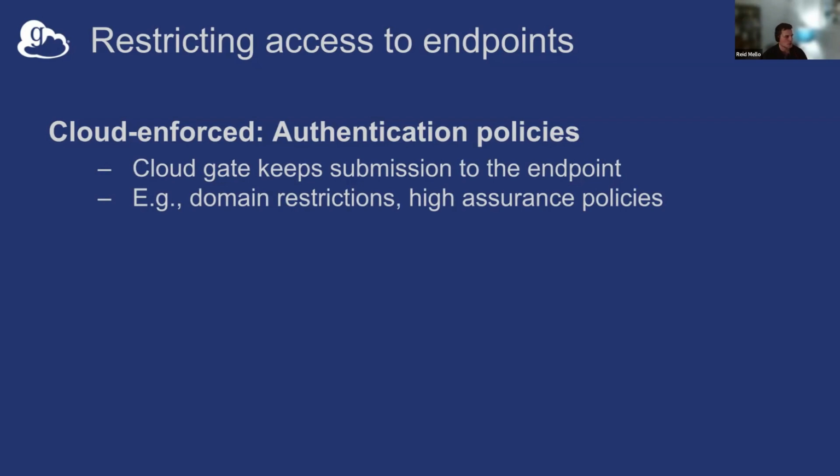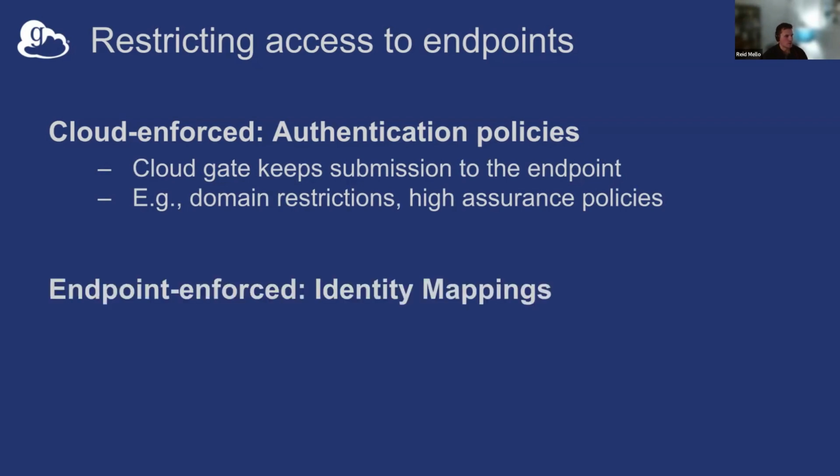And we're adding a lot more to that. Then we also have endpoint enforced, and this is using identity mapping. Although identity mapping's main purpose is to map to a local user account that you can then drop privileges into, it sort of acts as an endpoint enforced access control as well. Because if you're only mapping users that have, in my case, the uchicago.edu email address, then anyone who doesn't have that will not map to a local user account, so their submission will just get rejected.